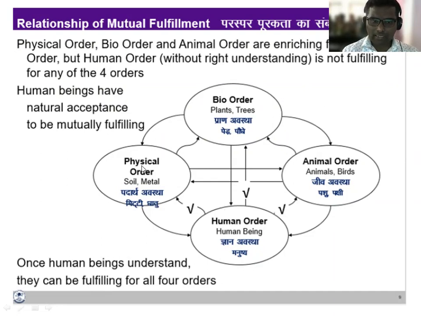But the problem is that the physical order definitely fulfills the requirement of the bio order, as well as the bio order will fulfill the requirement of the physical order. Similarly, the bio order can fulfill the animal order, or the animal order can fulfill the bio order. But the only one thing is separated, and that is nothing but the human order. And because of human conduct with this nature, everything gets disturbed. That is the point. Is it right?